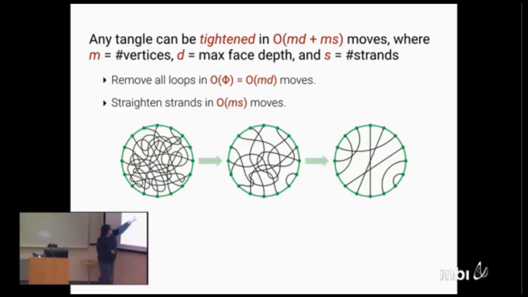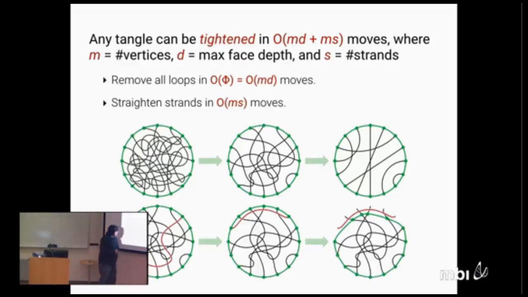So going from here to here, I'm just contracting loops one at a time to get rid of these excess intersections. The idea is I pick out a particular strand and I move it as far to the side as I can to make sure that this strand doesn't have any excess intersections on it. And the number of moves that I need is proportional to the number of faces inside this region. And then I just recurse on the smaller tangle.